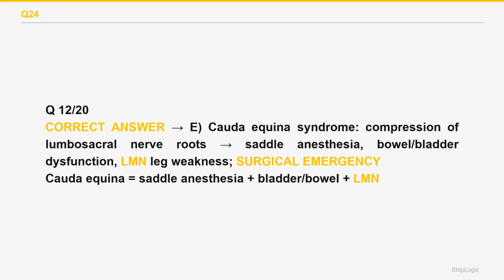The reason it is a surgical emergency is that prolonged compression of the nerve roots, especially the sacral roots controlling the bladder and bowel, can cause permanent loss of bladder, bowel, and sexual function if not decompressed urgently. So new onset of urinary retention, saddle anesthesia, and reduced rectal tone with back pain demands immediate MRI and surgical decompression. The compression of the lumbosacral nerve roots causing saddle anesthesia and bladder and bowel dysfunction requiring emergency decompression is cauda equina syndrome.